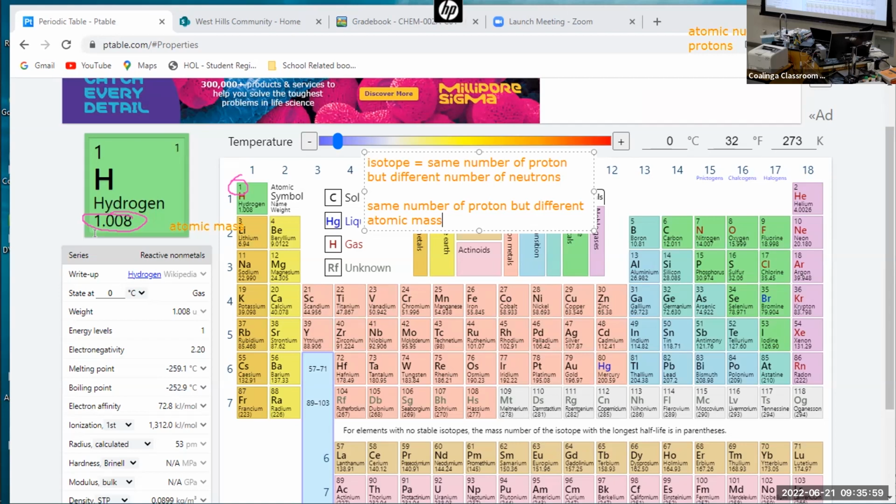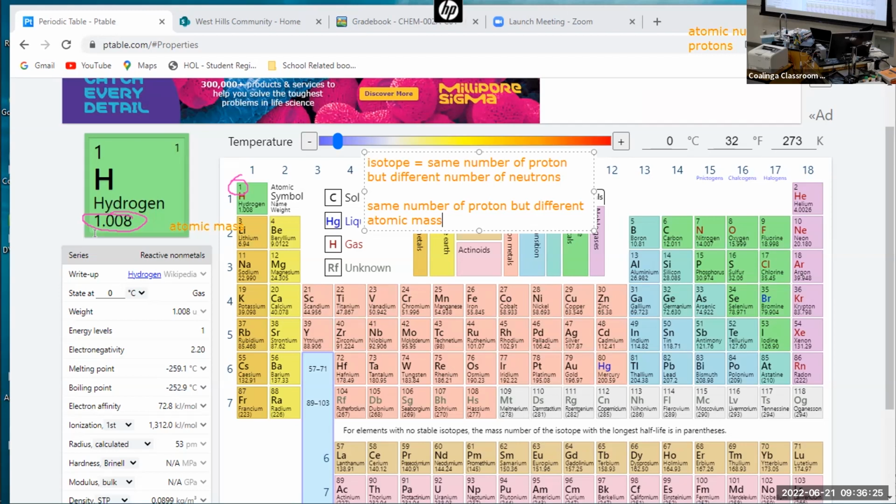Okay, let me explain this. This here represents what we call the mass number, or the atomic mass. This here represents the atomic number. This is the way that we would write an isotope. So this is how we would write deuterium.